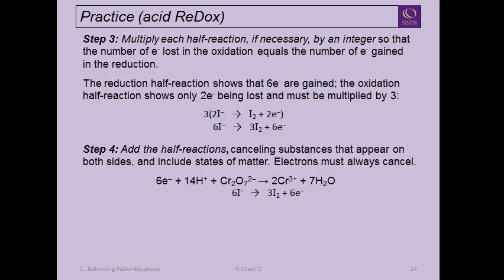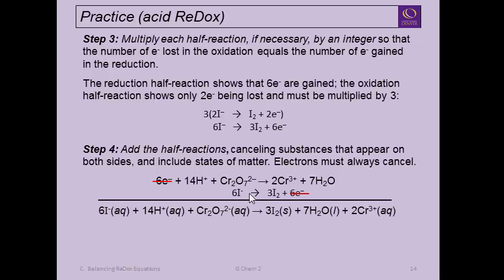So here's the reduction half reaction, and here's the oxidation half reaction. You stack those up, and you're going to start adding them together, cancel electrons. It doesn't look like anything else cancels. You bring down your terms that haven't canceled, and there's your balanced overall reaction.